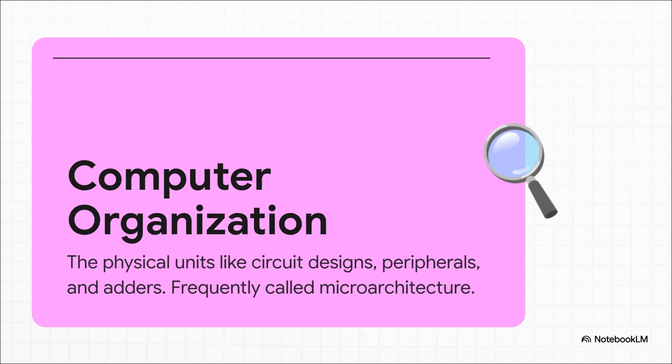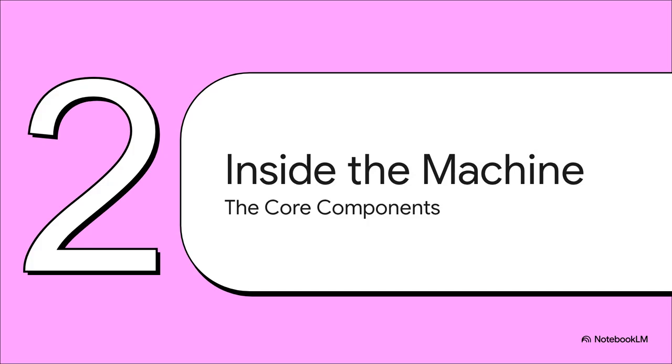And then you have computer organization, which is the physical reality. It's the nuts and bolts, the actual circuits, how the parts are connected, all that stuff. Now, here's the really cool part. You can have totally different organizations that follow the exact same architecture. Just think about Intel and AMD. They build physically different chips, but because they follow the same architectural rules, they can both run the exact same software.